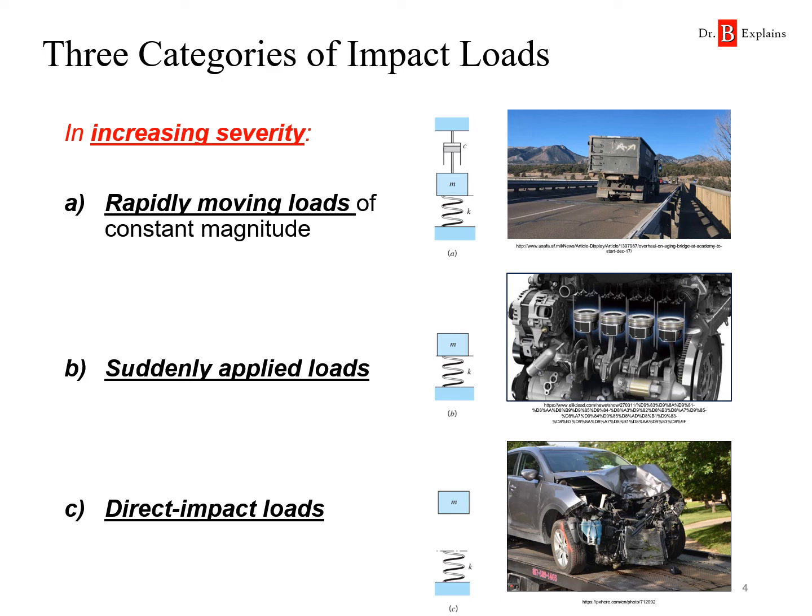It's fast, but it's not instantaneous. The last one is a direct impact load. So this is like, for example, if you're driving your car and then you smash into a wall, direct impact load. So you have, again, a lot of kinetic energy, and then you hit all at once or instantaneously.